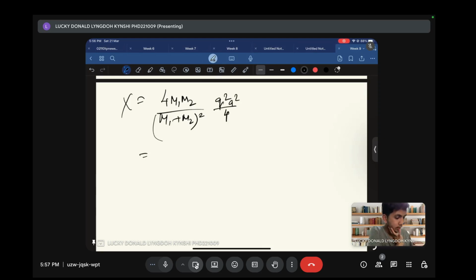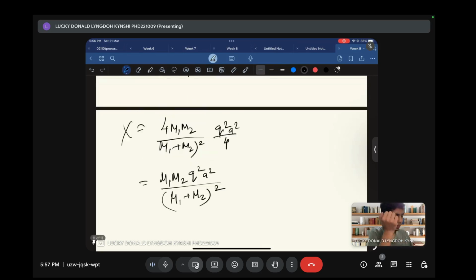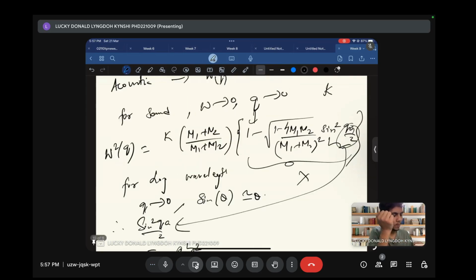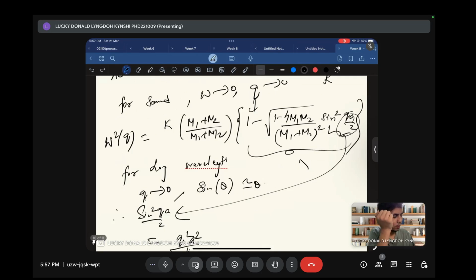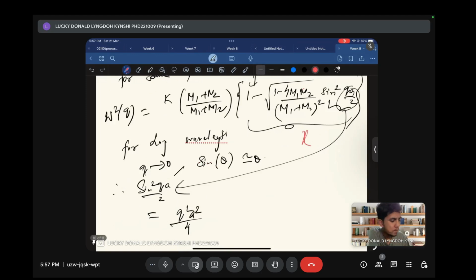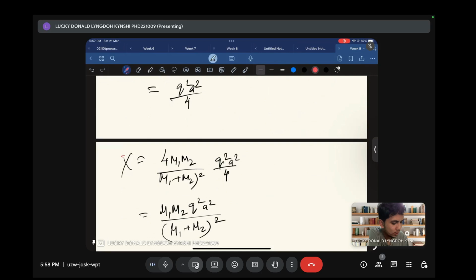Okay, and what else do you need here? You need 4, and 4 will get cancelled. You can write something like m1 m2 q square a square by m1 plus m2 whole square. Okay, so x means this term here. I can represent this one as x.